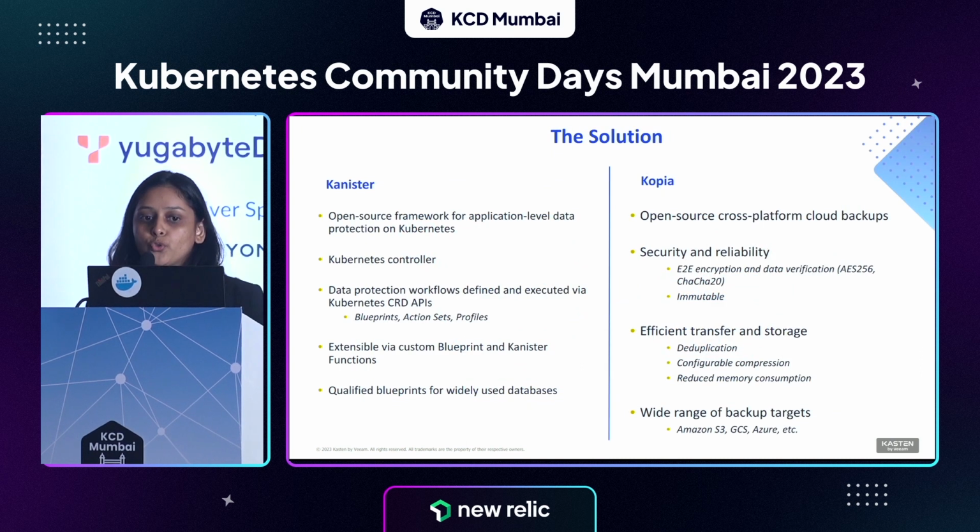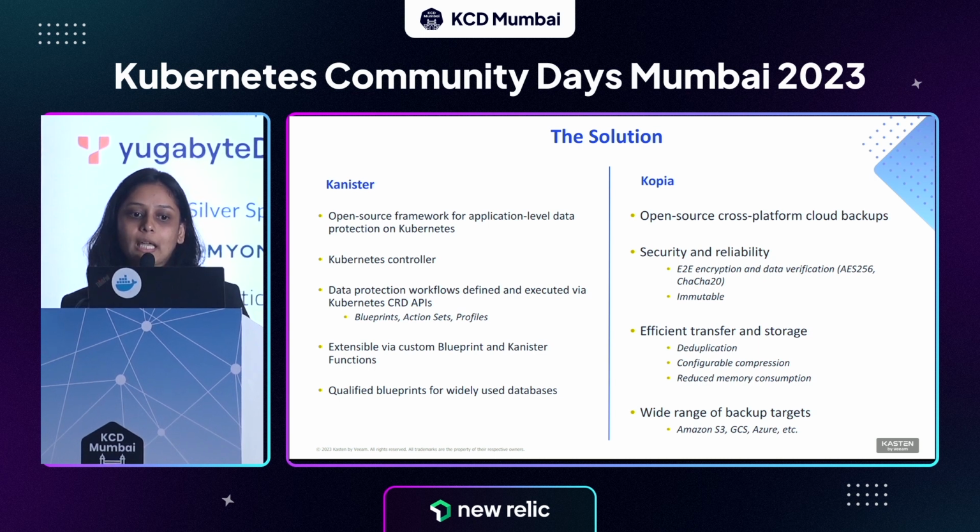Kanister is an open source tool which helps us take application level backup of Kubernetes applications. It is a controller based on the operator framework, and it manages the lifecycle of different CRs, which help us take backup and restore of the application. We'll take a look at the CRs in the upcoming slides. Kopia, on the other hand, manages the backed up data that Kanister takes on the remote storage. So you can say that Kopia is an open source tool which manages file system snapshots on the remote storage.